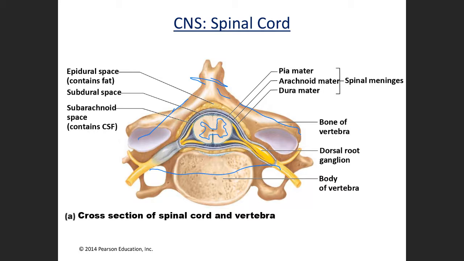Okay, so here we're doing a transverse cut so that you can see that. And you can see these meninges that are covering it. So your pia mater is located right up against it, just like in the brain. Then you're going to have a little bit of space with the cerebrospinal fluid flowing through. The arachnoid mater, a little bit of space, and then the dura mater.